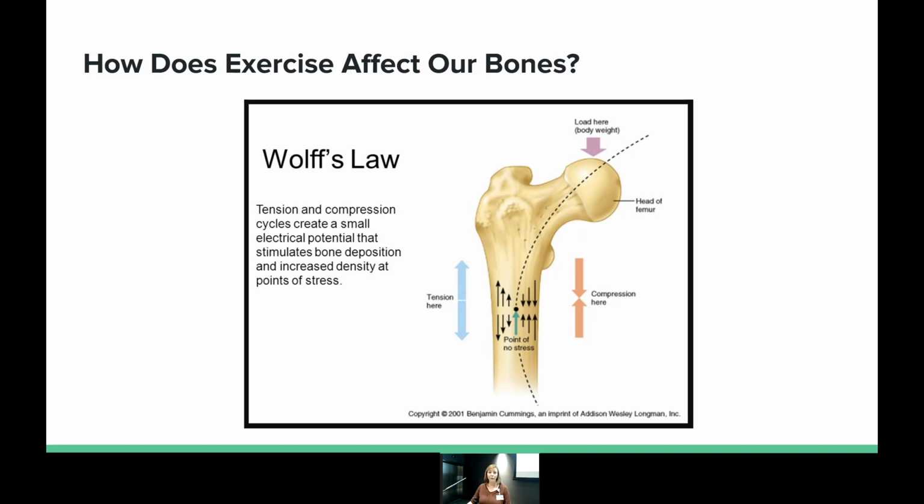When we're young and going through our growth spurt, we are said to be in a state of positive bone balance, and that just means that there's more bone being formed than what is being taken away. The opposite happens then as we age and get older. We actually shift into what's called a negative bone balance, where the amount of bone being removed from our bones is actually greater than the amount being formed. So why is this important?